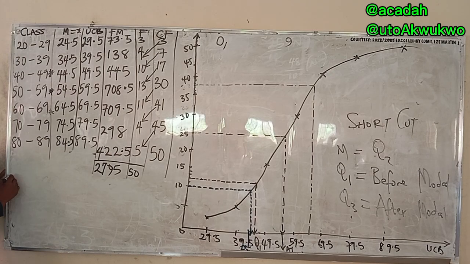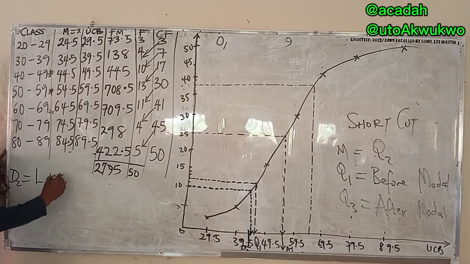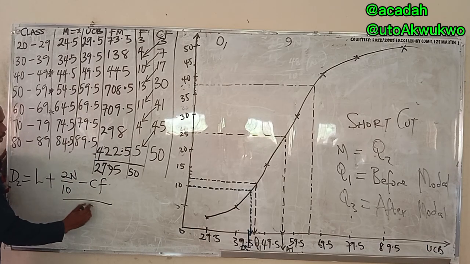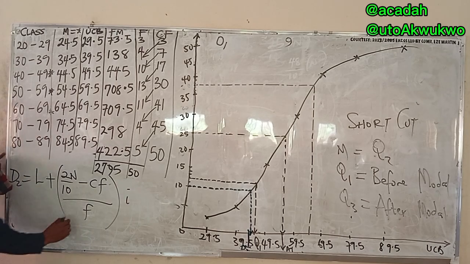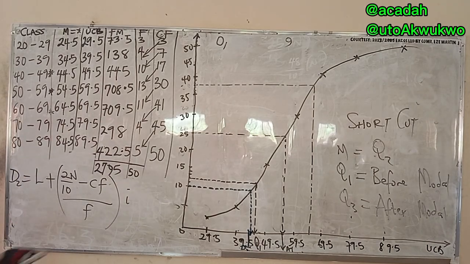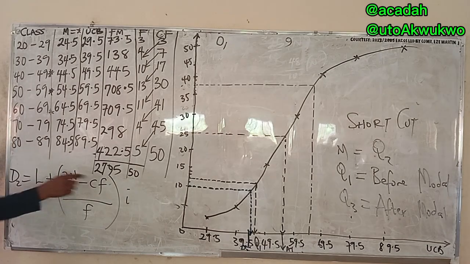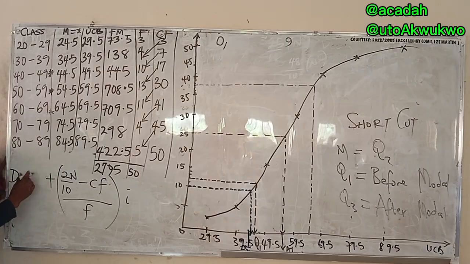This is our formula. So this time around, D2 equals L plus 2 over 10 times N, or say 2 over 10N minus CF, all over F times the class interval. Remember I told you that this is the almighty formula of statistics. So once you have to do anything at all, it's always there. All you just need to do is to check this first one. So the lower class value for this is simply 39.5.